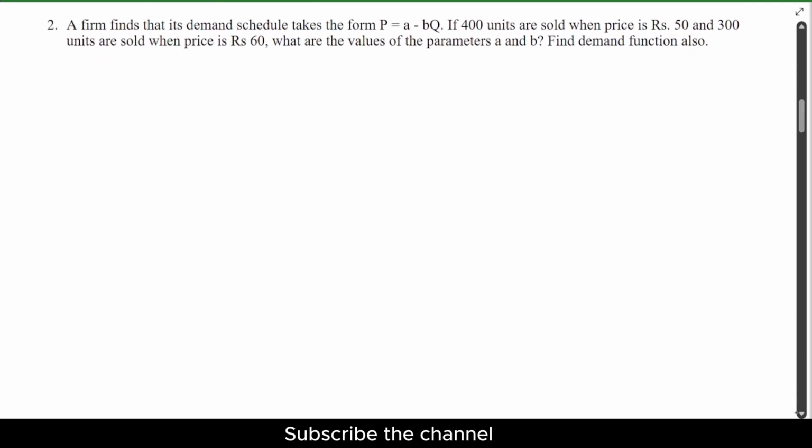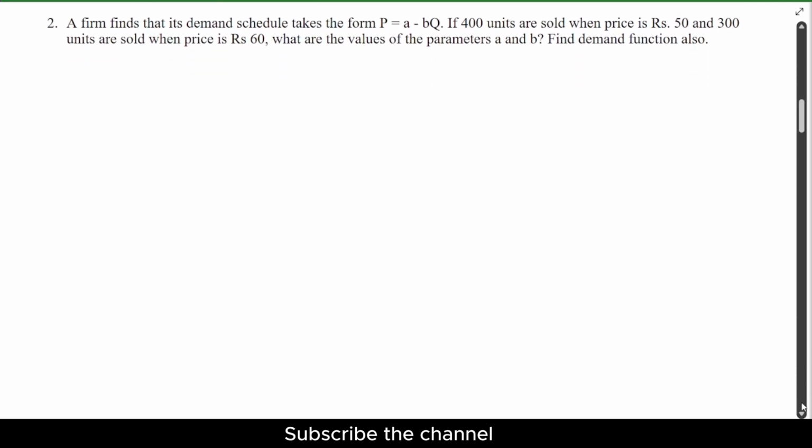The question is, a firm finds that its demand schedule takes the form P equals A minus BQ. If 400 units are sold when price is rupees 50 and 300 units are sold when price is rupees 60, find the value of the parameters A and B. Find the demand function also. Okay, let's move onward. Solution here.